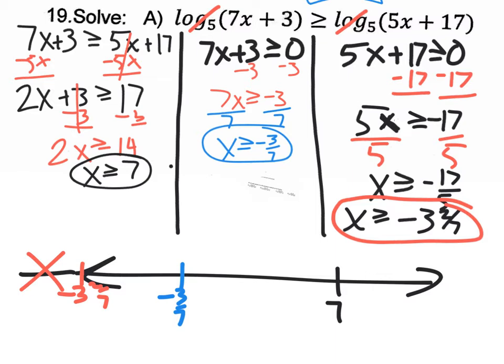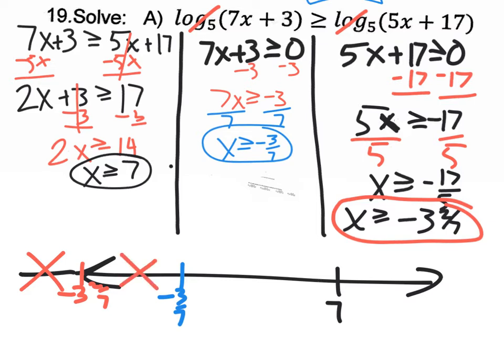You could test a value that's between, let's say, negative 3/7 and negative 3 2/7, maybe like negative 3. Again, if you did plug in a negative 3 right here, that'd be negative 21. And that would give you a negative value in there, because negative 21 plus 3 is still negative 18. So that can't work either.